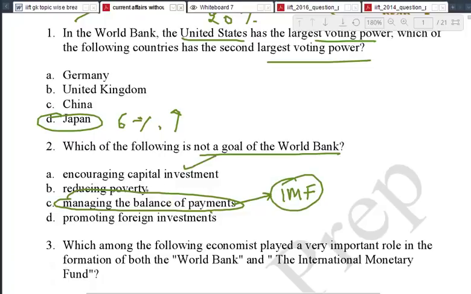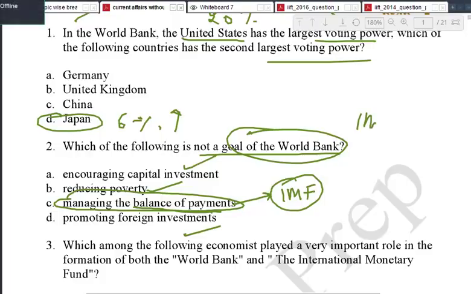Capital investment, reducing poverty, and promoting investments is basically the goal of the World Bank. So C is the answer. Managing the balance of payments. IMF versus World Bank. I will drop some PDF. Okay, people, don't worry about it. IMF versus World Bank. There's a huge difference between the two. You must have a good understanding as to how they are different. Okay, don't worry about it.